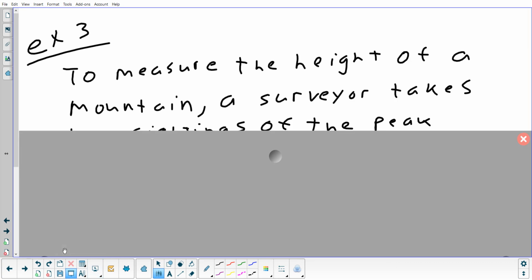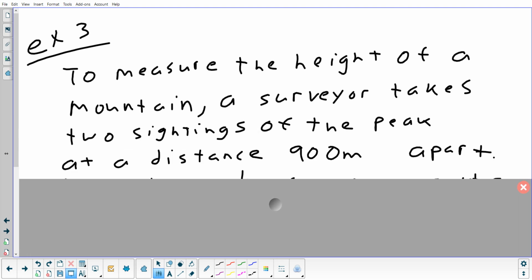So in this case, it says to measure the height of a mountain, a surveyor is going to take 2 different sightings from the peak, and they're going to use a device called a transit, which you can look through. Sometimes you see them on the side of the road. People are measuring, like they got a tripod set up, and then maybe further down the road you see another tripod. They're usually measuring something. It could be measuring property lines, or maybe a pitch. If you're building a house, things like that.